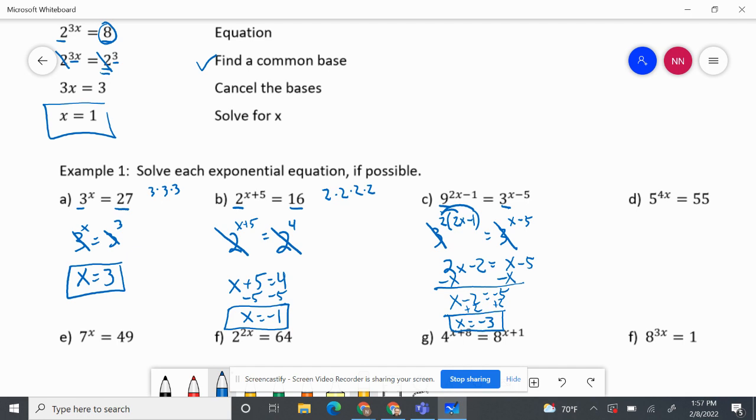For letter D, 5 and 5^5. 5 is 5 times 5, which is 25, times 5 is 125. So 5^5 is not possible. So we're going to put not possible.